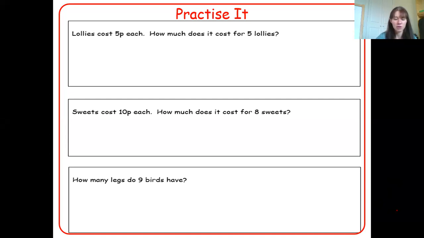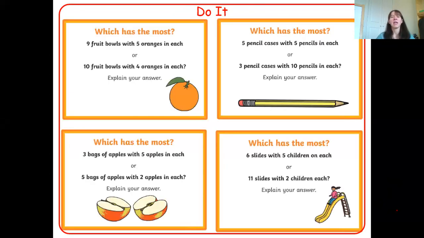Oh, it's frozen, it's not letting me move on. There we go. So now over to you, you've got some do-its here to practice, okay? There are some different problems for you to work your way through, similar to the ones we've just been doing, and see how you get on. So you can show your answer as a picture, you can show it as an array, you can do it as groups, you can do it practically, whatever helps you, okay? But work your way through and see how you get on with them.